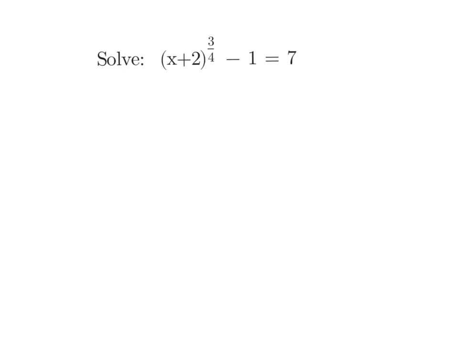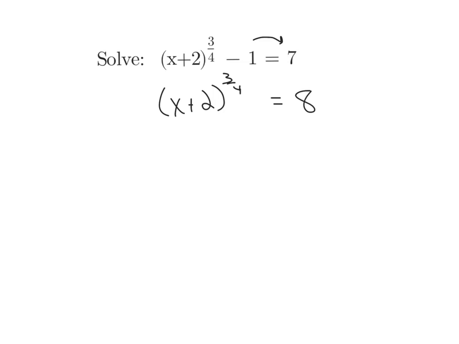Fraction exponent, remember, is a radical. It represents a radical, so move the 1 to the other side. Isolate it. X plus 2 to the 3/4 power. That's supposed to be 3/4. That's terrible. Trying to fix that. 3/4, a little better. Equals 8.